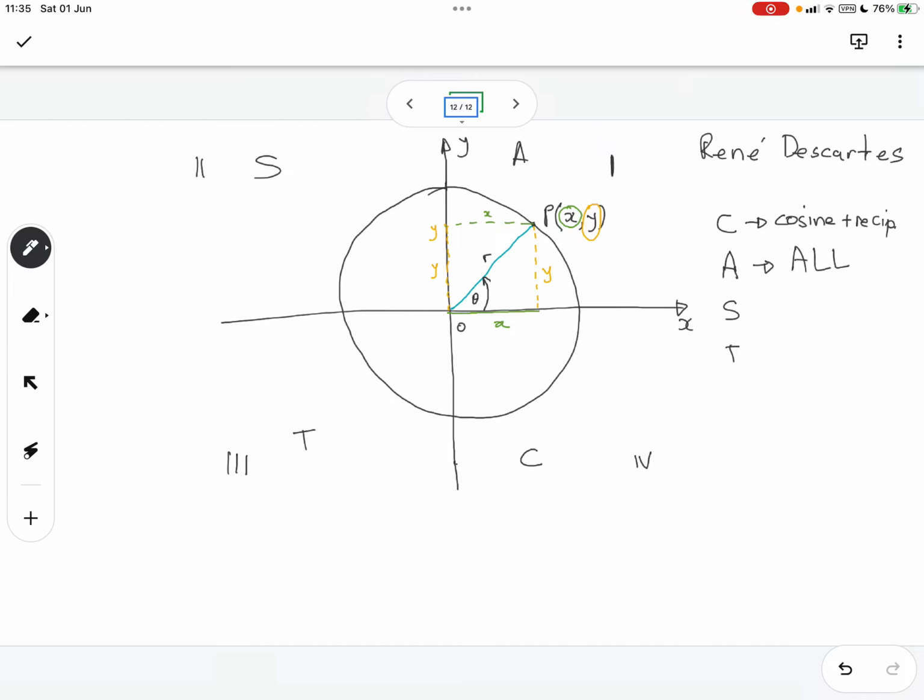Quadrant 1 is where all the trig ratios are positive. Quadrant 2 is only where sine plus its reciprocal are positive. And quadrant 3 is where tangent and its reciprocal are positive. And this knowledge, this CAST, is very important from this day. Please, don't ever forget it.